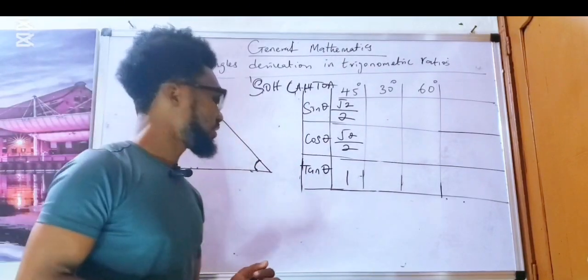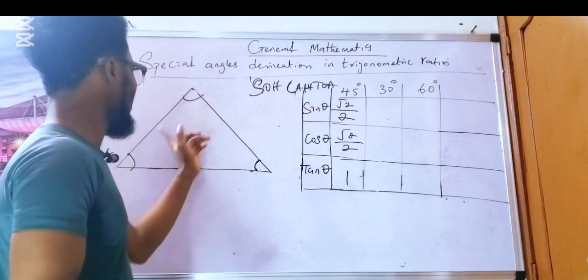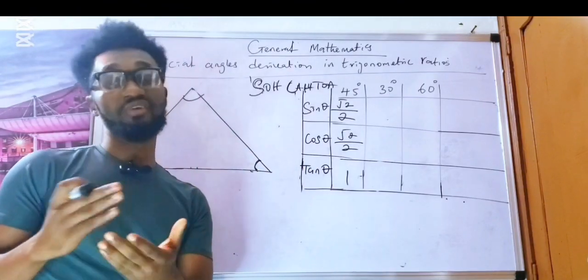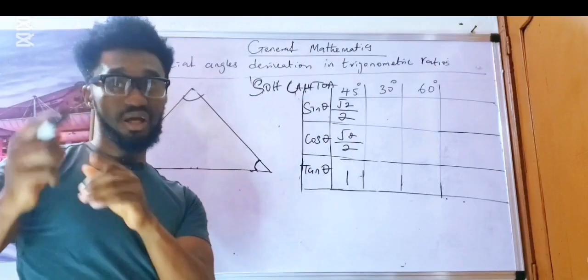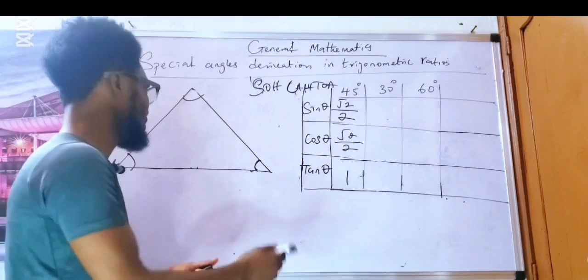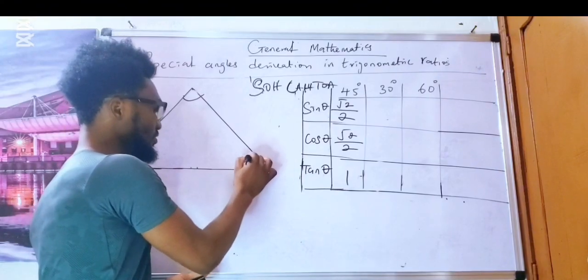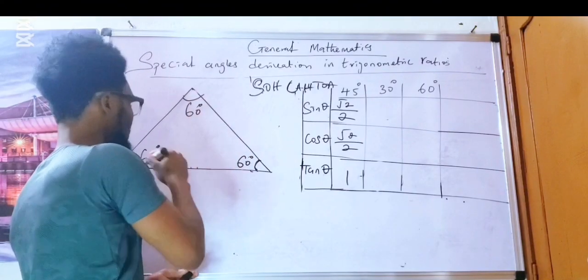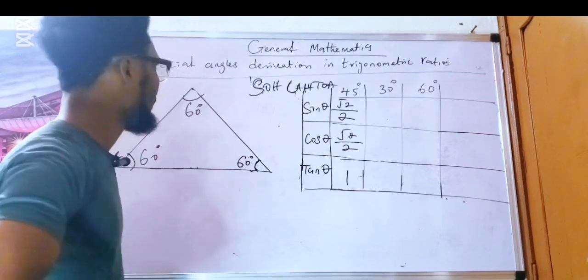Now in an equilateral triangle, the total angle is 180 degrees. Since it's made up of 3 angles, it should be 180 divided by 3. So each angle here, 180 divided by 3, will be 60 degrees. That means each angle here will be what? 60 degrees. Here will be 60 degrees, and here will be 60 degrees. Remember, we are still on the derivation.